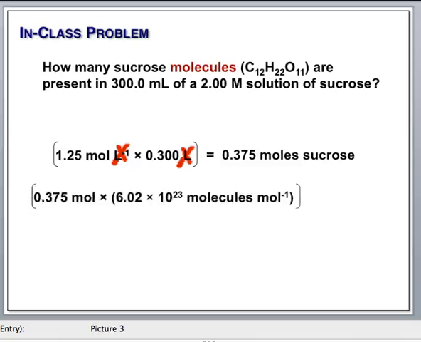All right, we take our number of moles, multiply it by molecules per mole. Moles will cancel. This represents 2.26 times 10 to the 23rd sucrose molecules. Key thing to remember in this problem is concentration times volume is moles. Any questions?